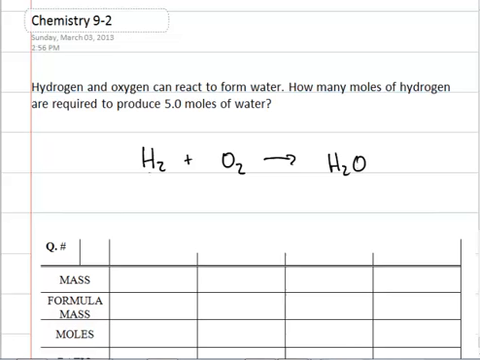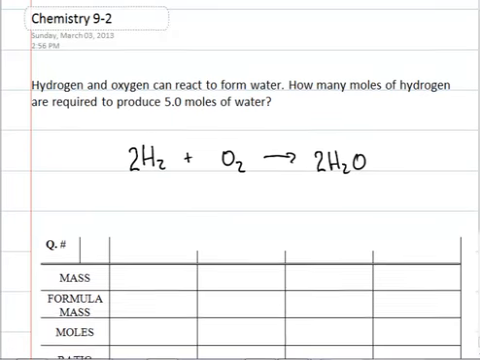Alright, now we have to balance it. We have 2 hydrogen on the left, we have 2 hydrogen on the right. We have 2 oxygen on the left, we have 1 oxygen on the right. So we have to change that to a 2, but now we've changed our hydrogen here. We have 4 hydrogen there, so let's make this 4 hydrogen over here. We now have 4 hydrogen on the left, 4 hydrogen on the right, 2 oxygen on the left, and 2 oxygen on the right. That equation is balanced. We can now put that down into the chart.